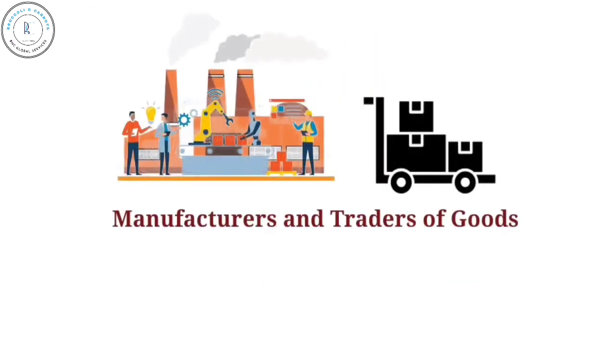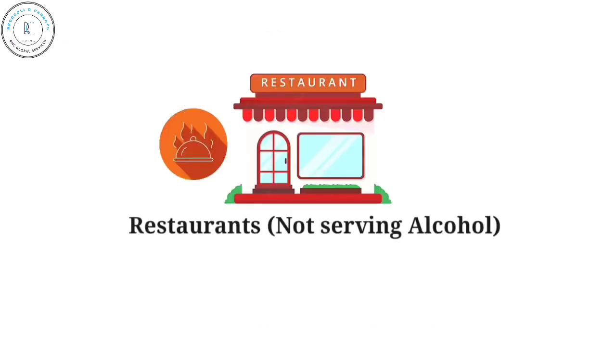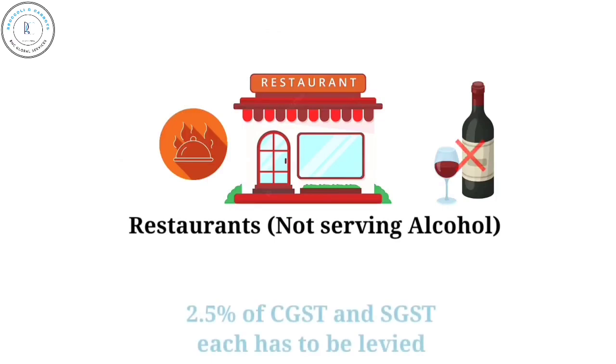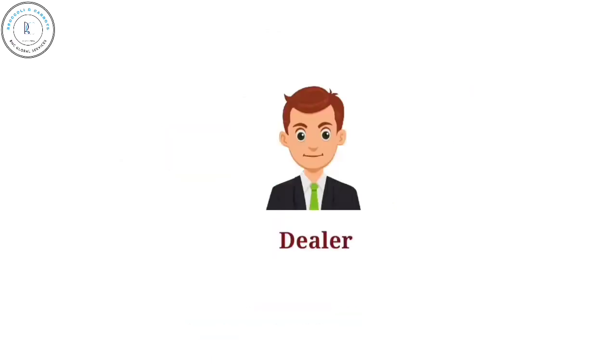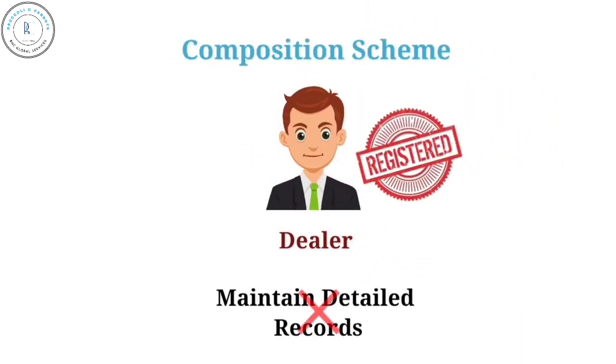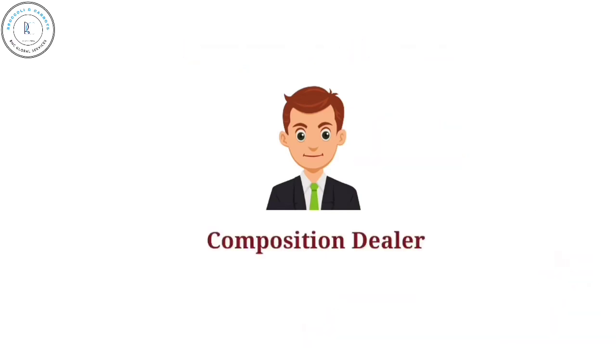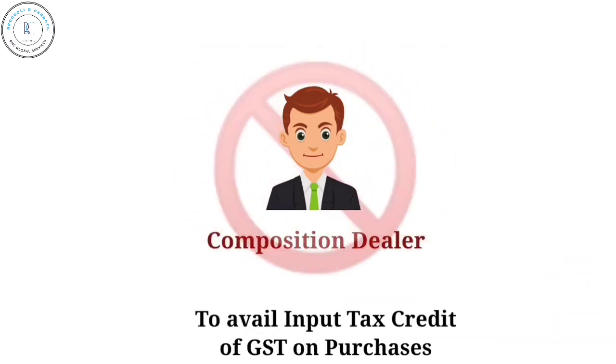For manufacturers and traders of goods, 0.5% of CGST and SGST each has to be levied. For restaurants not serving alcohol, 2.5% of CGST and SGST each has to be levied. A dealer registered under the composition scheme is not required to maintain detailed records as required by a normal taxpayer. A composition dealer is not allowed to avail input tax credit of GST on purchases.